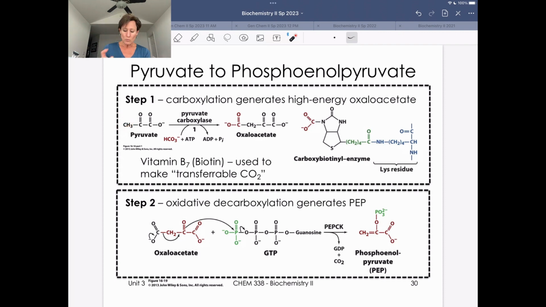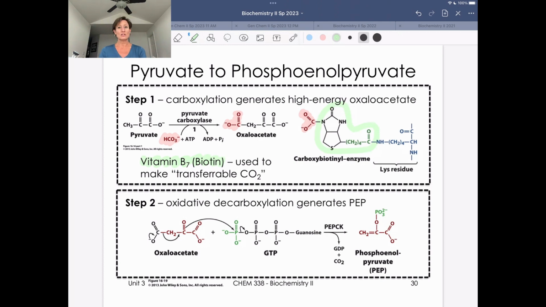Okay, so what really happens here is we can't just grab CO2 out of the air. We don't have CO2 bubbles, right? But what we do have is bicarbonate. So a lot of what we see here with adding CO2 is because we're taking bicarbonate and attaching it onto a critical B vitamin that we're going to see anytime we're doing these steps. That B vitamin is vitamin B7, which is biotin. Here is the structure of biotin.